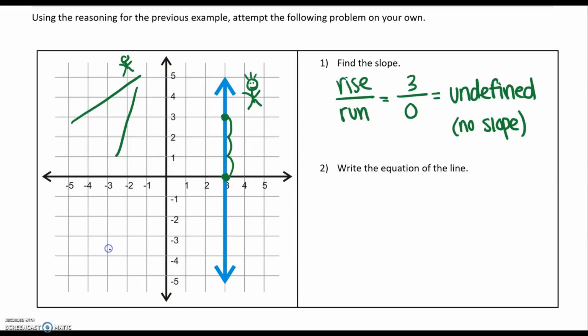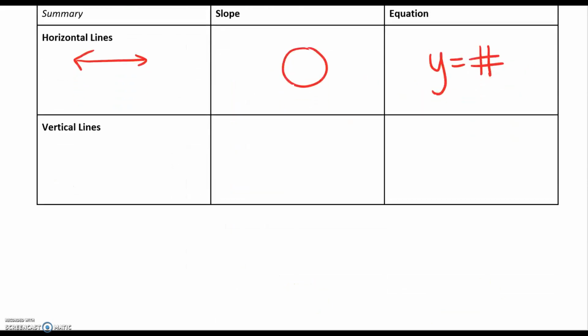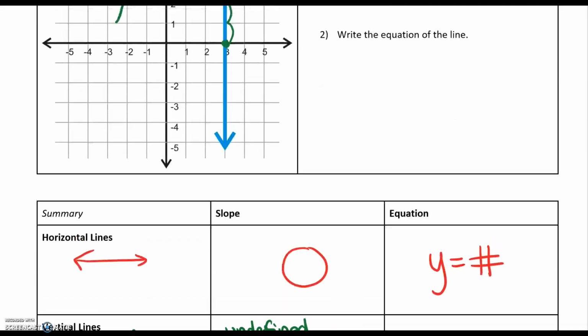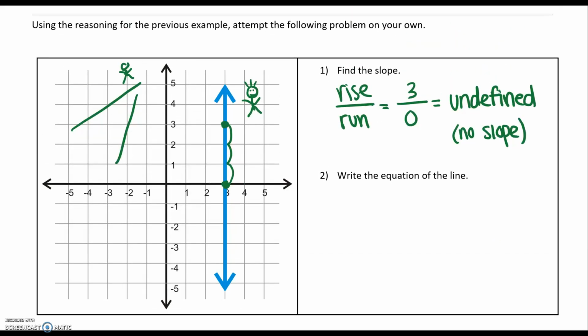So let's write that in our chart down here so you have it. A vertical line looks like this. The slope is either undefined or you can say there's no slope. Okay, either of those is fine. Now for the equation, okay, this gets a little tricky because it's an undefined value. You can't just plug it in.